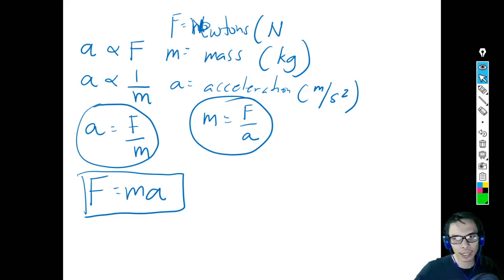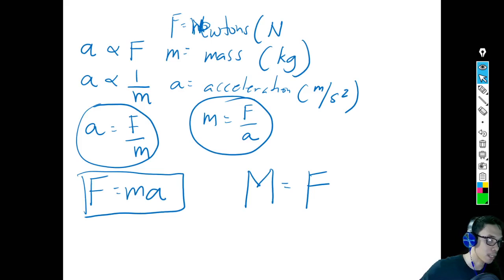So how do they become related to each other? The greater the mass, the greater the force you need to apply in order to accelerate it to 1 meter per second squared. The lesser the mass, the lesser the force you require.